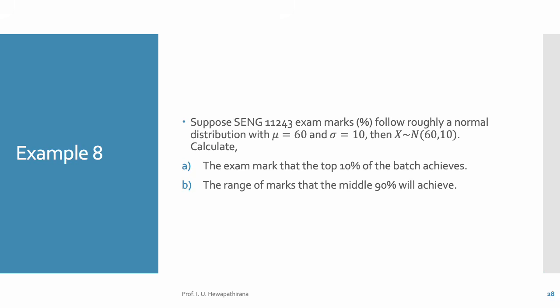Let's look at an example. Suppose that SENG 11243 exam marks follow roughly a normal distribution with mean equal to 60 and standard deviation equal to 10. Then X is distributed as normal with mean 60 and standard deviation 10. Calculate the exam mark that the top 10% of the batch achieves. Calculate the range of marks that the middle 90% will achieve.